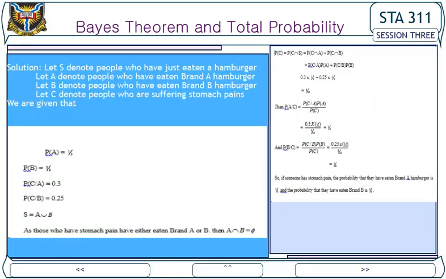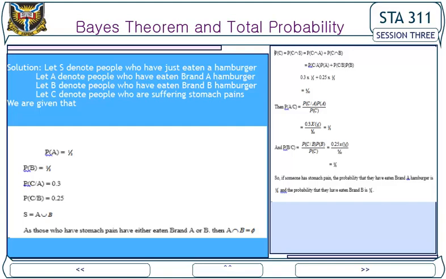Solution. Let S denote people who have just eaten a hamburger. Let A denote people who have eaten brand A hamburger. Let B denote people who have eaten brand B hamburger. Let C denote people who are suffering stomach pains. We are given that P(A) is equal to 1/3, P(B) is equal to 2/3, P(C|A) is equal to 0.3, P(C|B) is equal to 0.25, and S is equal to A union B.